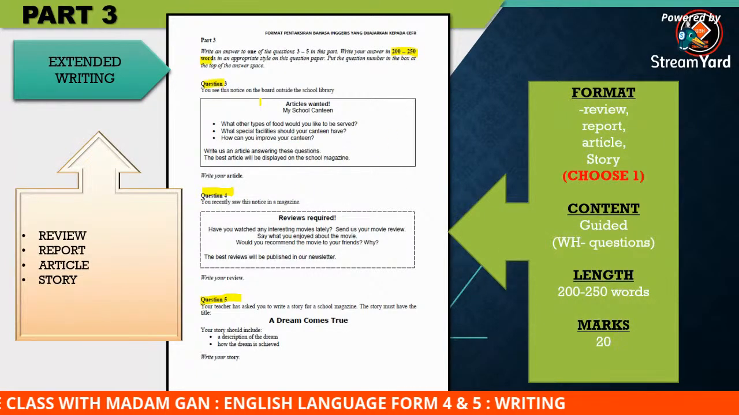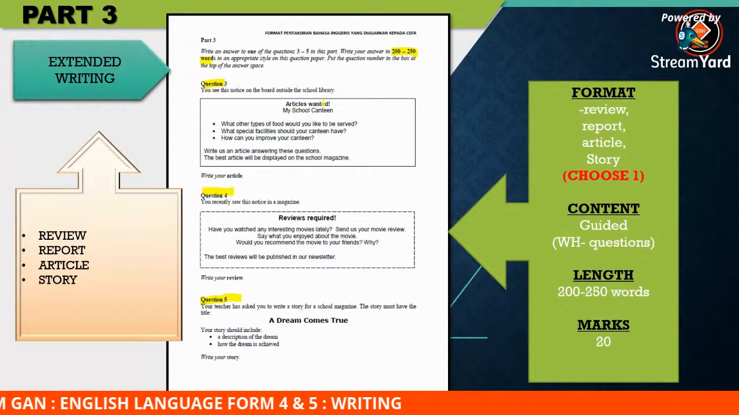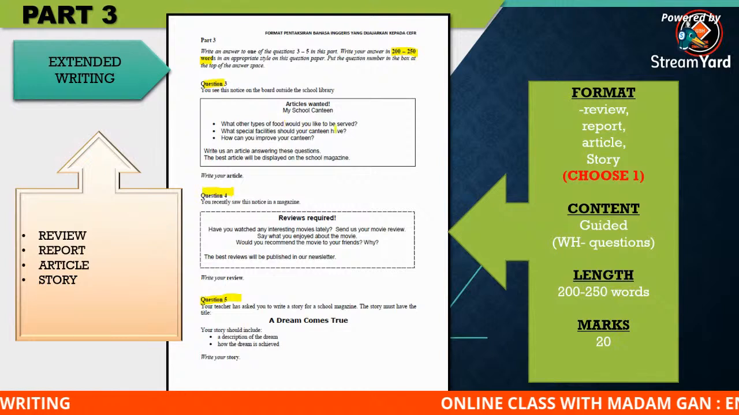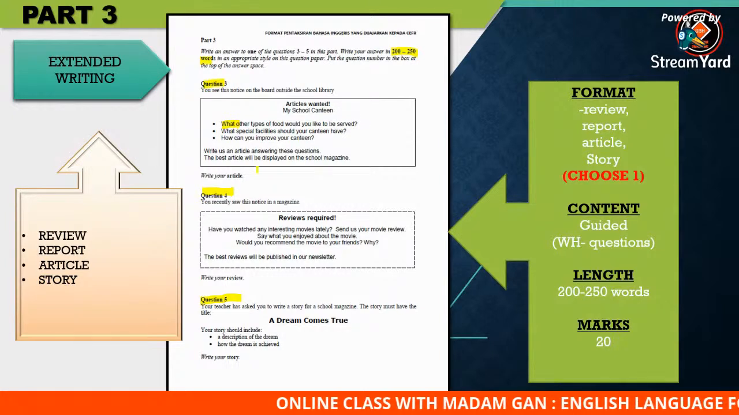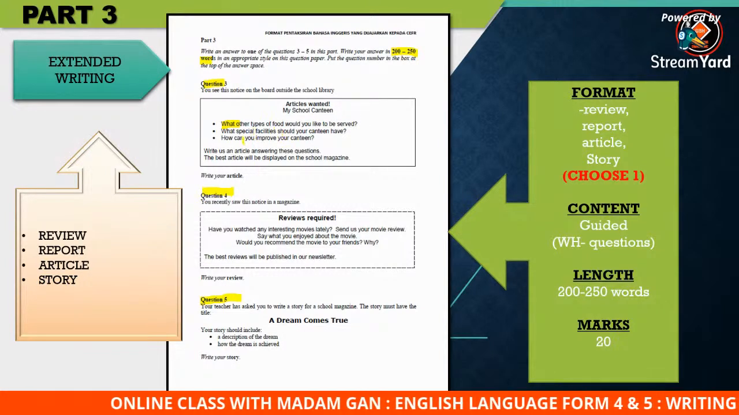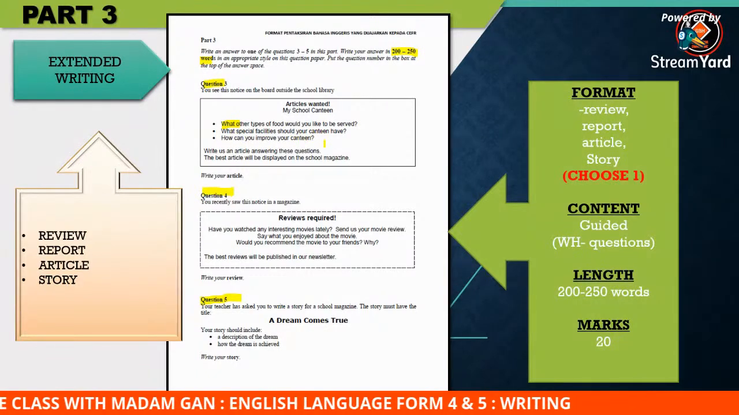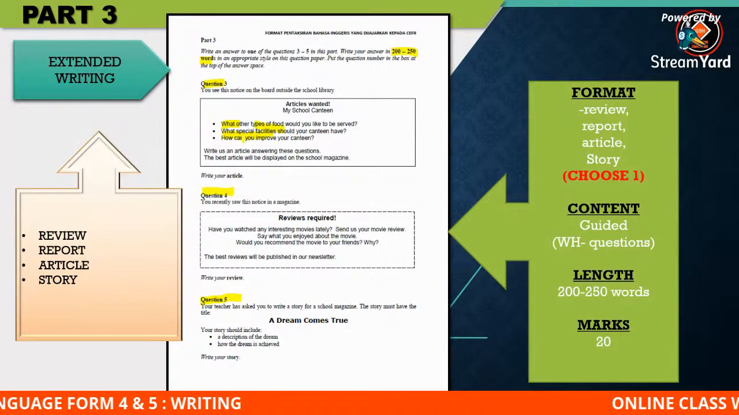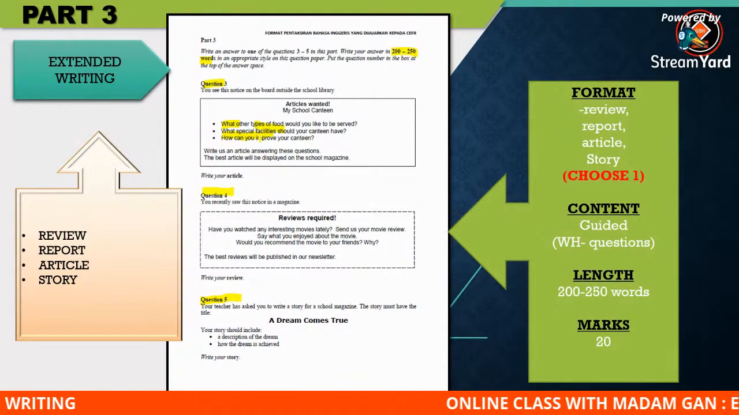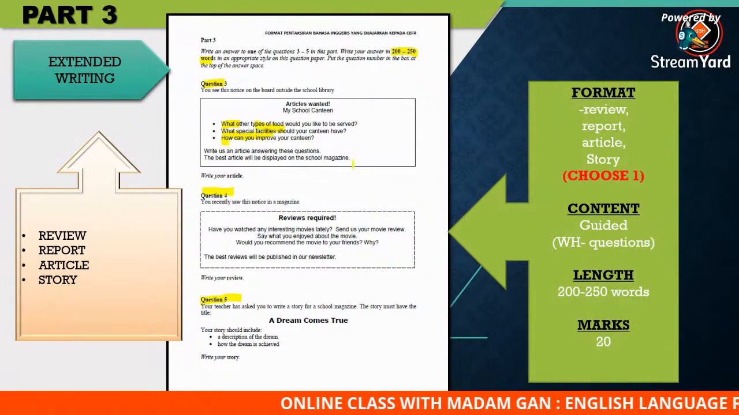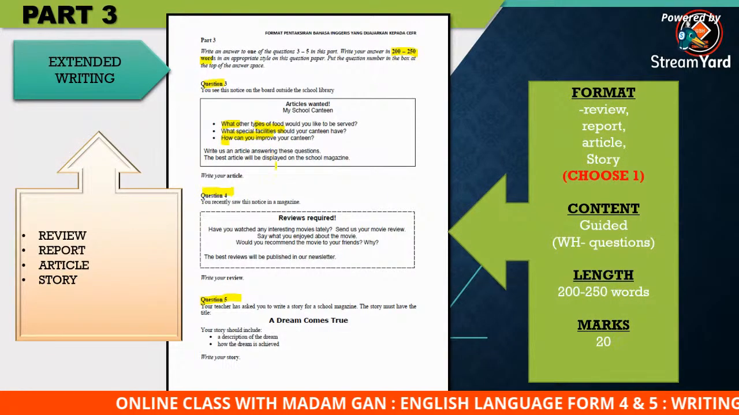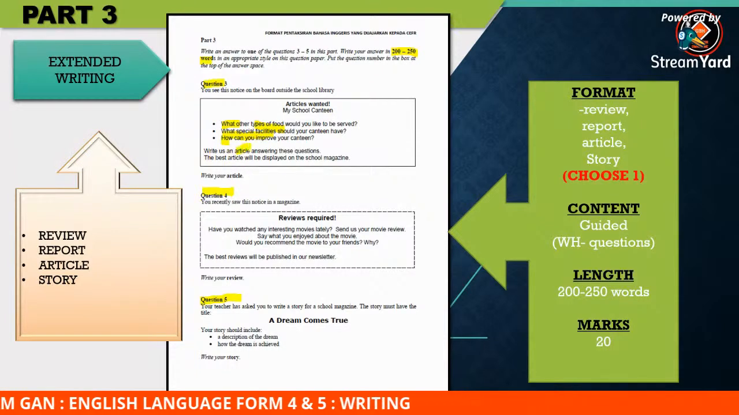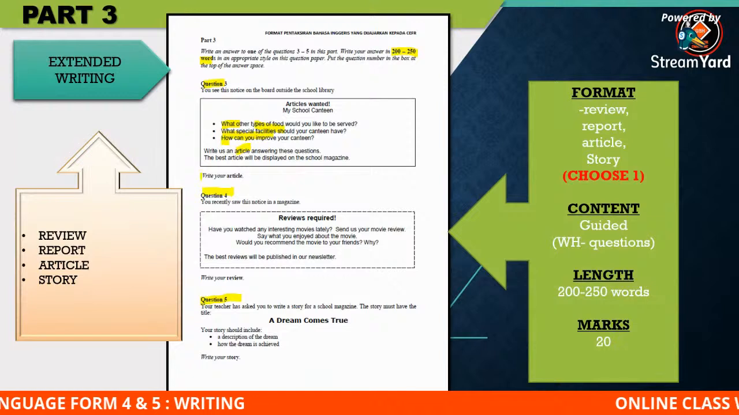So question 3. You can see this notice on the board outside the school library. Articles wanted. My school canteen. What other types of food would you like to be served? So, first question, what type of food? Second, what special facilities would your canteen have? So again, what special facilities? The first one is food. The second is facilities. Number 3, how can you improve your canteen? So we have how. So these are WH questions. The format is written here. Write us an article. Okay, so again, it's repeated here. Write your article.